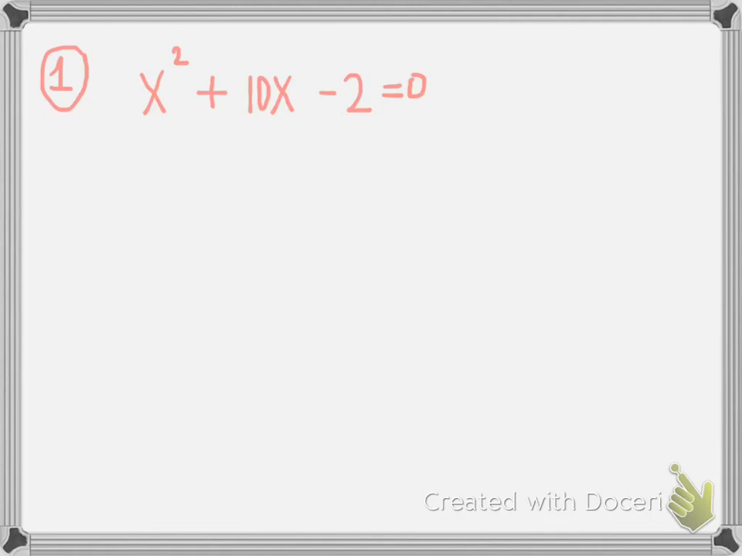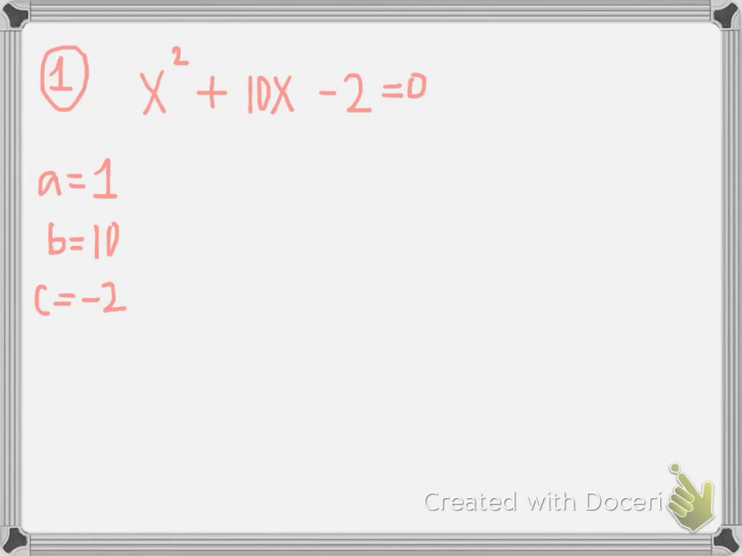So here I've got x squared plus 10x minus 2. Alright, so here it's in standard form. It's equal to 0. So my a represents the number that's in front of your x squared, which is going to be a 1. Your b is the number in front of your x, which is a 10. And your c is your constant, so it's going to be a negative 2.